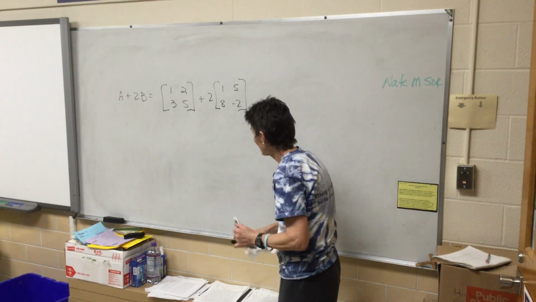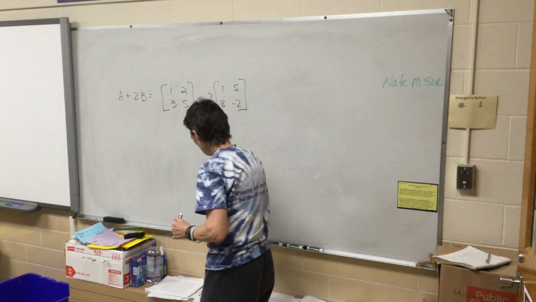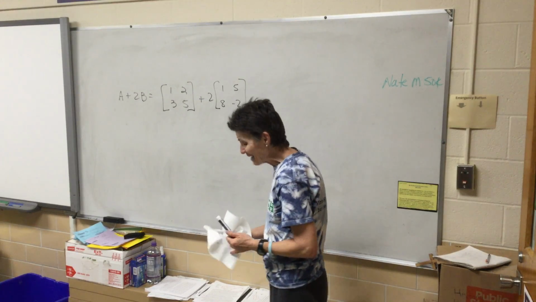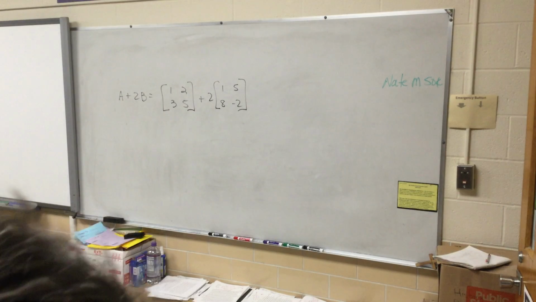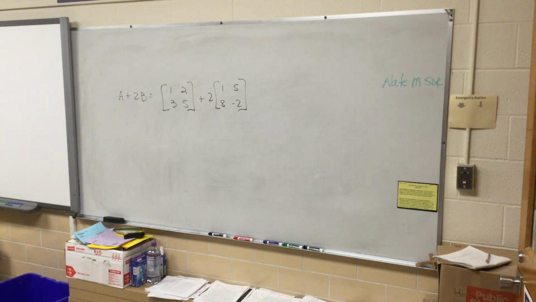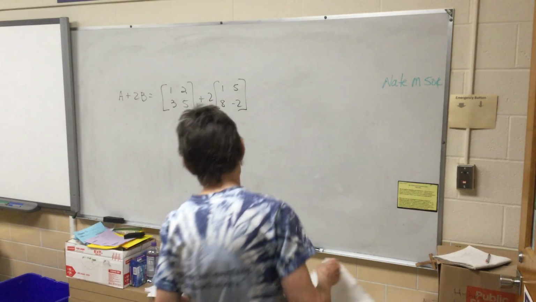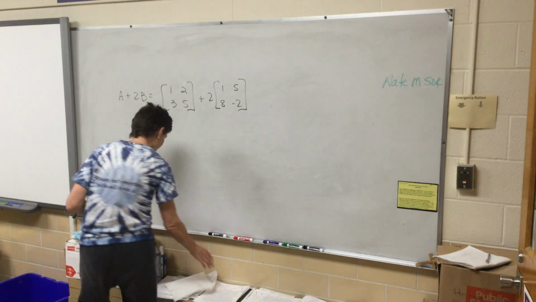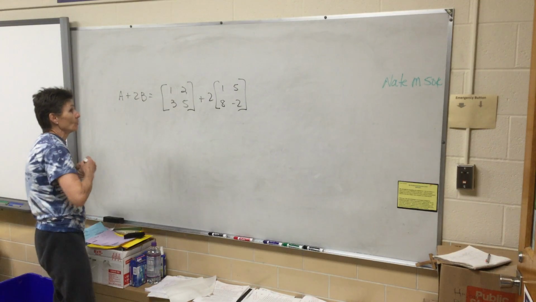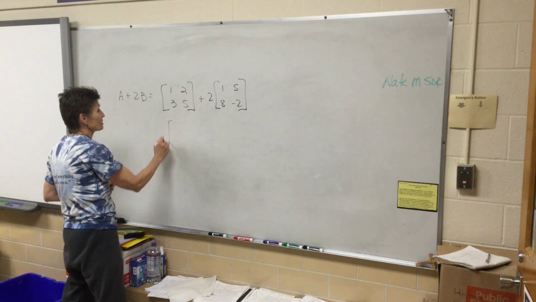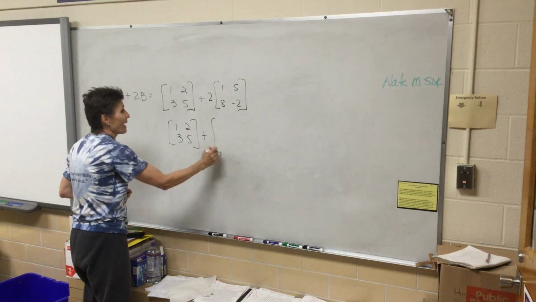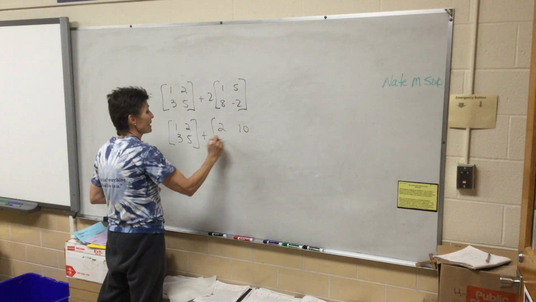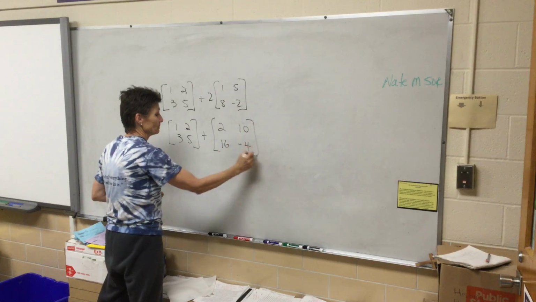All right, so first of all, can I even add these? Is that even going to be possible? Yes, because what's the rule on that? They have to be the same amount of columns and rows, the same dimensions, we call that. So first thing we'll do is multiply. So we have our 1, 2, 3, 5. And then we're going to add that to 2, 10, 16, negative 4.